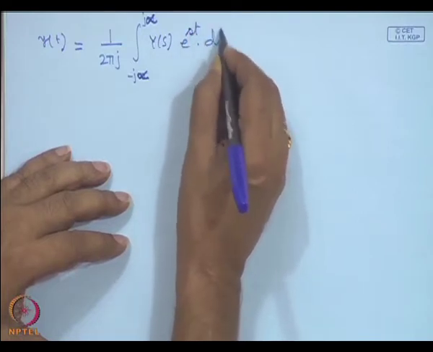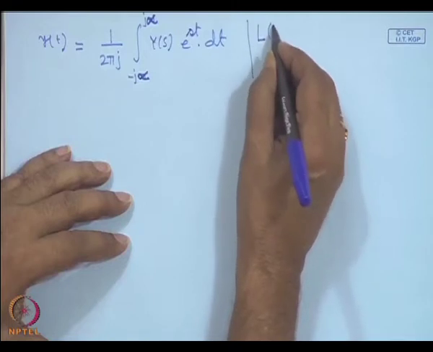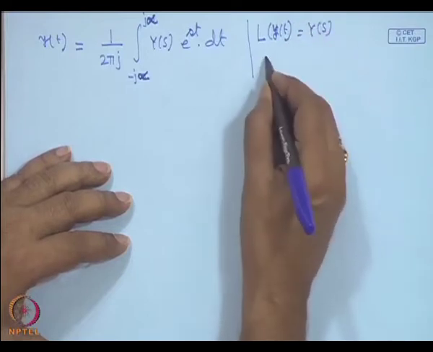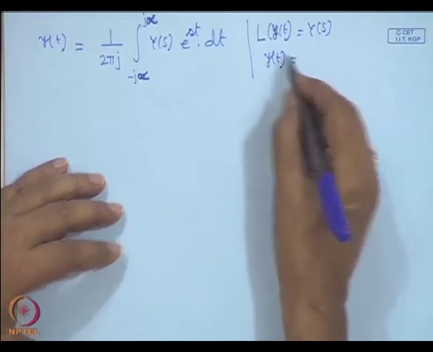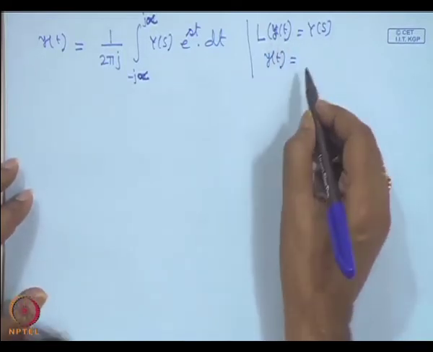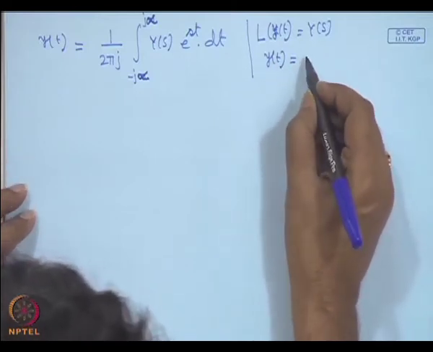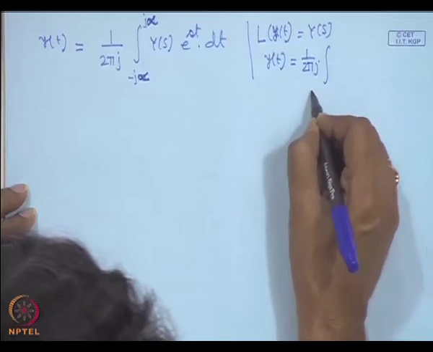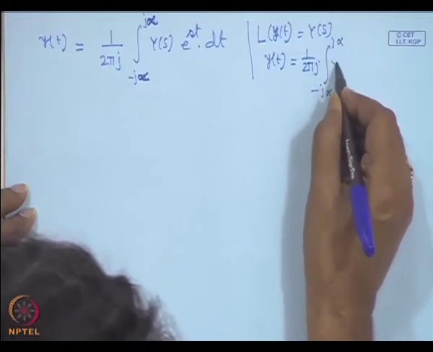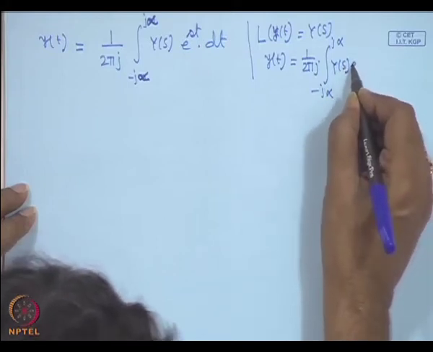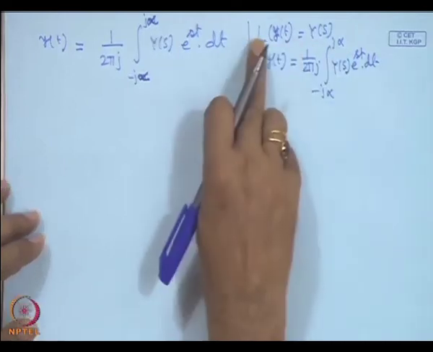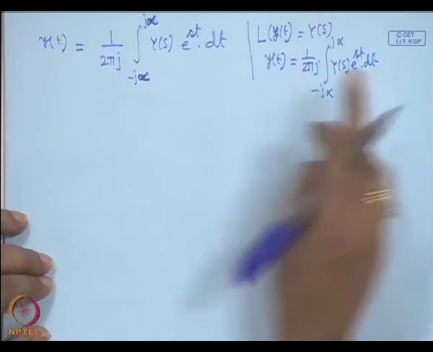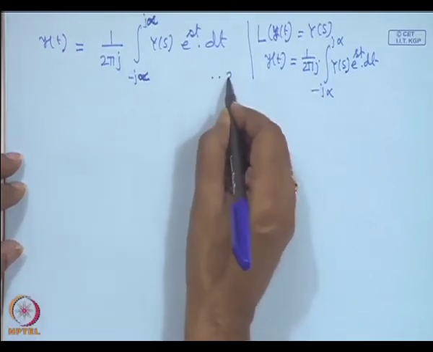Note, if the Laplace transform of y of t is y of s, then y of t, the inverse Laplace transform, is nothing but 1 by 2 pi j, integral from minus j infinity to plus j infinity of y of s e to the power s t ds. If the Laplace transform of y of t is y of s, the inverse is equal to this. Let us call this equation number 2.